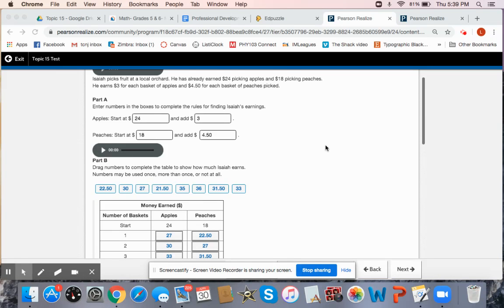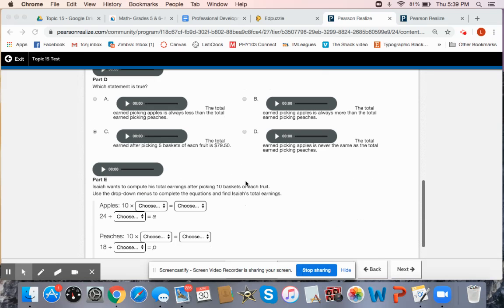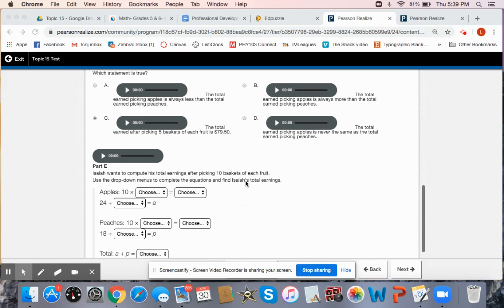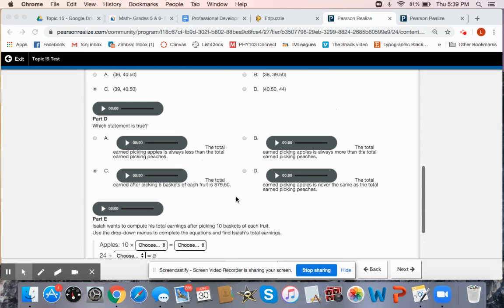I'm going to start this video today with just going over problem number 3 from the topic 15 test. So it was about picking apples and peaches and making money on the baskets that you pick. And we followed the pattern and we created a table that looked very much like this. And then there was a question on the last part, part E. It says Isaiah wants to compute his total earnings after picking 10 baskets. So we could continue this table until you get to 10 baskets, but you can also do some multiplication.